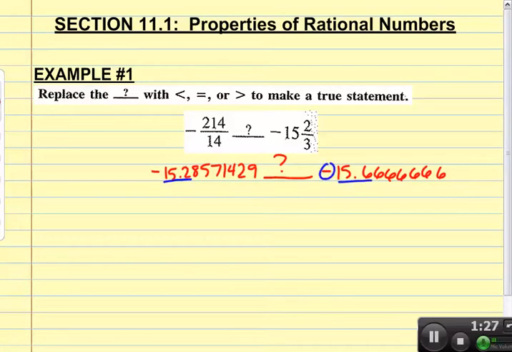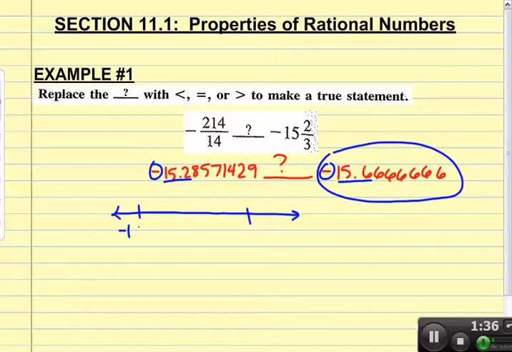Now, I know the one on the right looks bigger because it's 15.6, whereas this one's 15.2. But remember, they're both negative. So if I were to put them on the number line, the one farthest away from 0 is this one. This one's negative 15.6 repeating. This one's negative 15.2857, blah, blah, blah. So the biggest number is actually the one on the left. So in this spot, we're going to put that. Does that make sense? I know you can't answer me, but there you go. It does make sense. Okay, let's look at the next one.